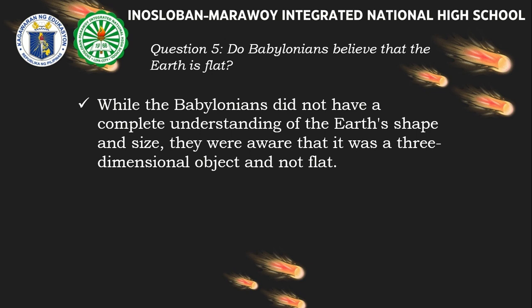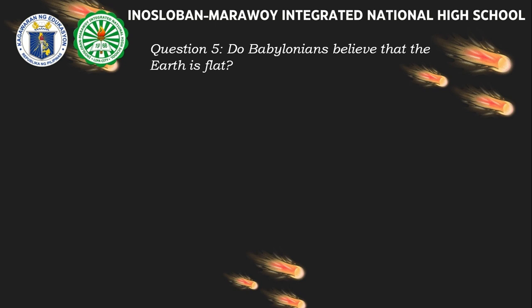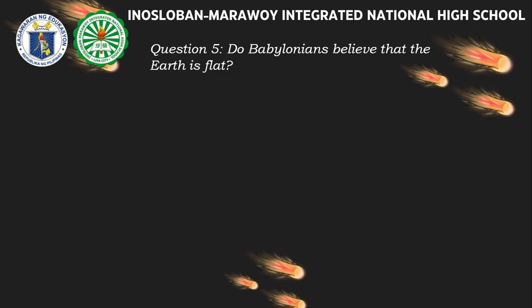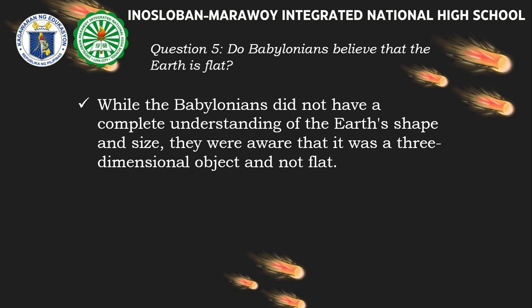Naniniwala ba sila? Doon sa ibang reference ko kasi naniniwala daw ang mga Babylonians na earth is flat. Pero kung babalikan natin yung slide kanina, nakadevelop sila ng method to predict eclipses, di ba? Pag nagkakaroon ng eclipse, ano ba yung shadow ng earth sa moon? Diba, pabilog. So wala silang idea doon or wala talagang sinabi ang mga Babylonians about sa shape ng earth.